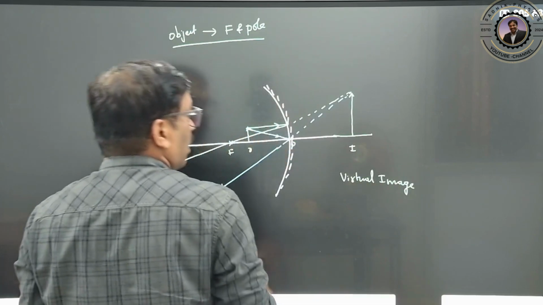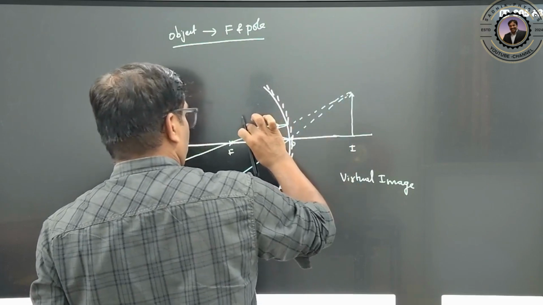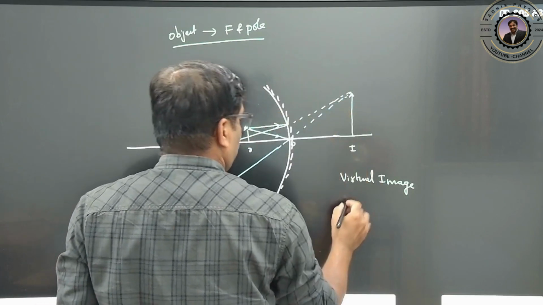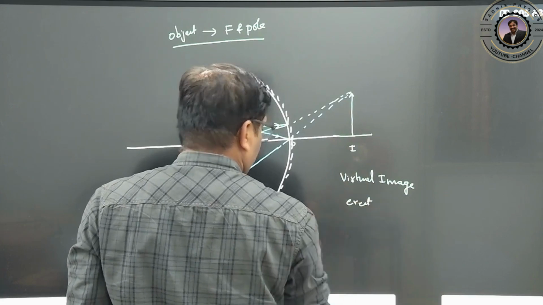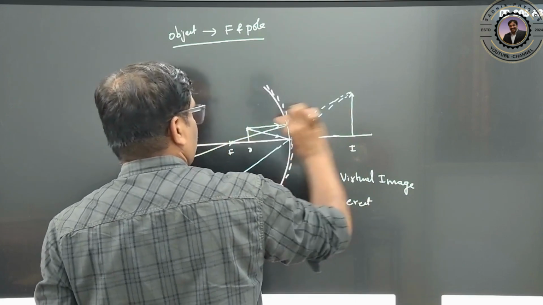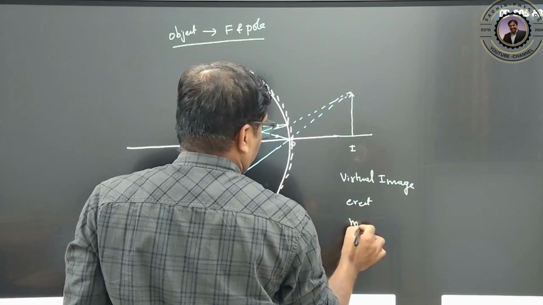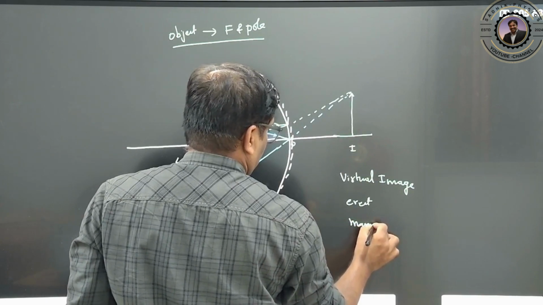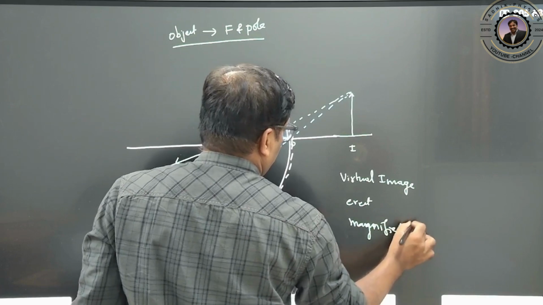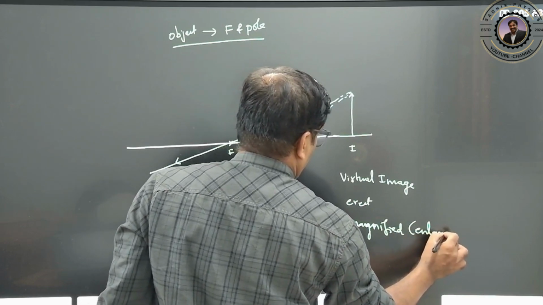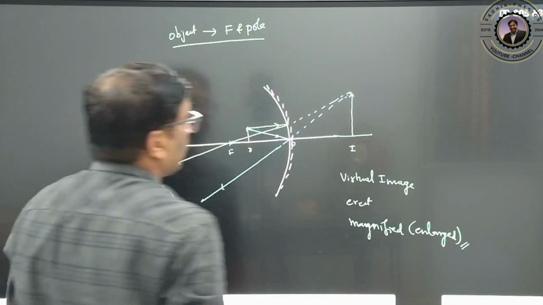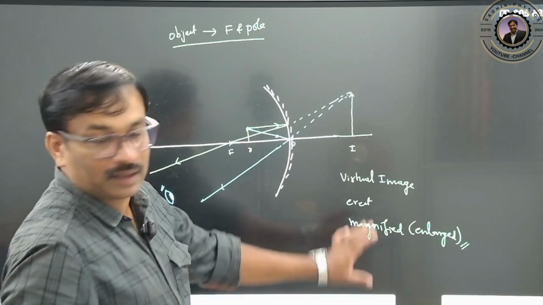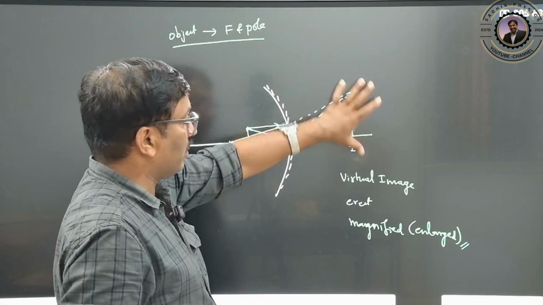You are understanding? How is it there? Upright. Here the head is on the top, so we can call it erect. And how is it? This is smaller, this is bigger. So it is magnified, that is nothing but enlarged. Clear? So how is it? Erect, virtual and magnified image.